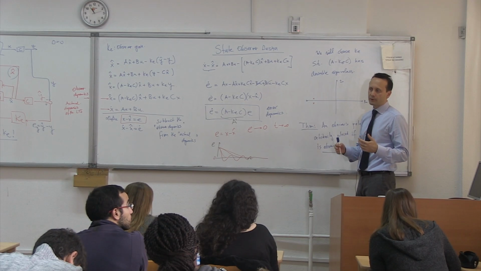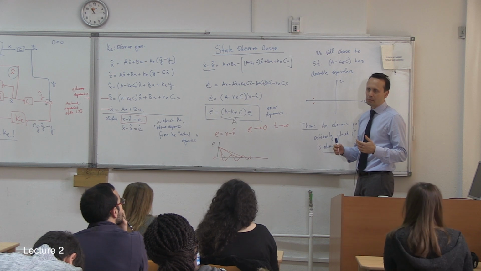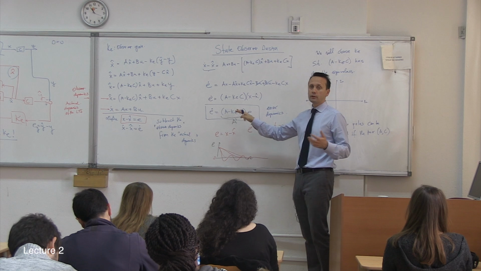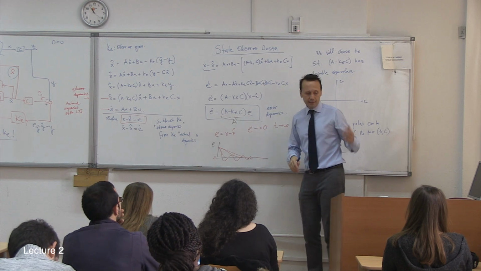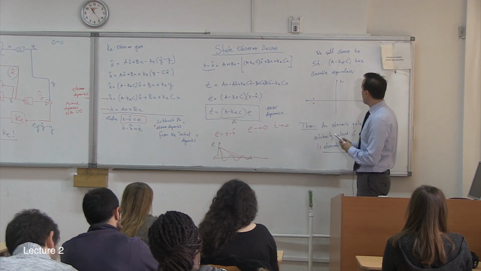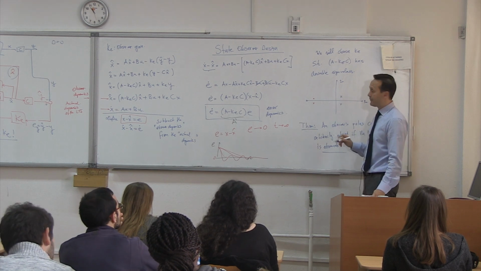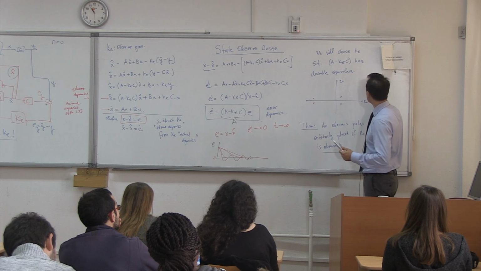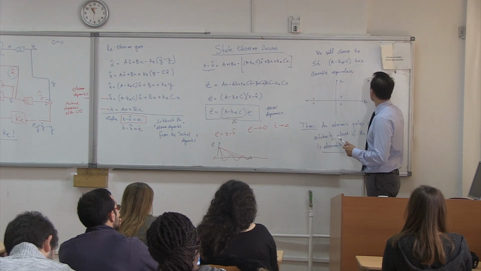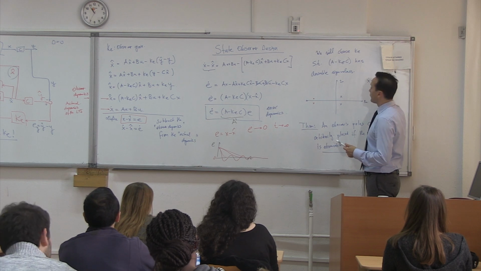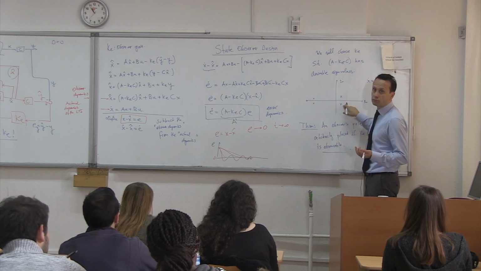Eigenvalues of the observer dynamics. Where should we place the poles of the observer dynamics? Let's say you have a system with open loop dynamics. The open loop eigenvalues are here. Let's say you have a system x dot equals Ax plus Bu, and the open loop dynamics has eigenvalues here.